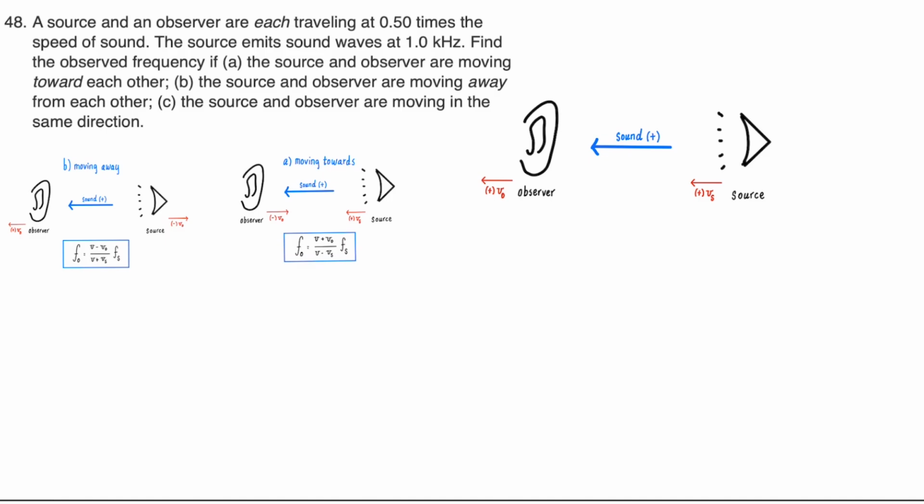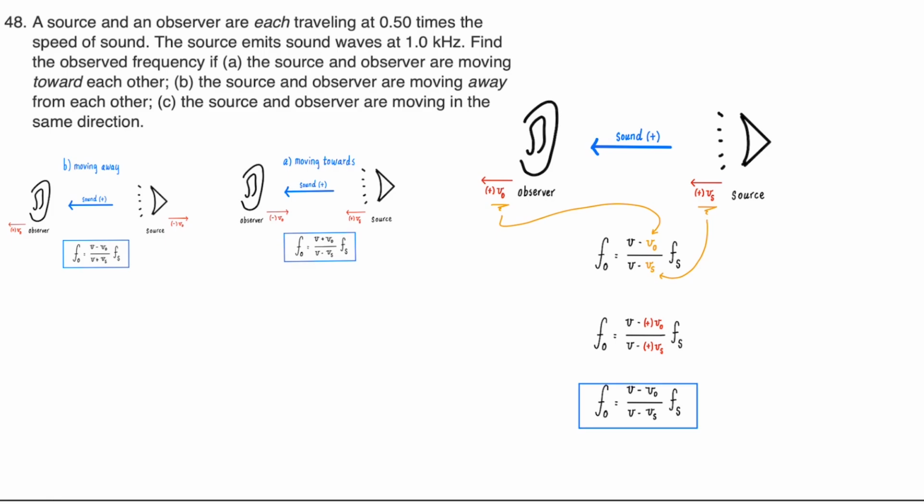So the way I've drawn it here, our observer and source are both moving towards the left, or in other words, they're moving in the same direction that the sound is moving in, so we're going to assign a positive value to both. And then plugging these values into our Doppler equation, we end up with the equation that I've just boxed in blue. And this is what happens when the observer and source move in the same direction.